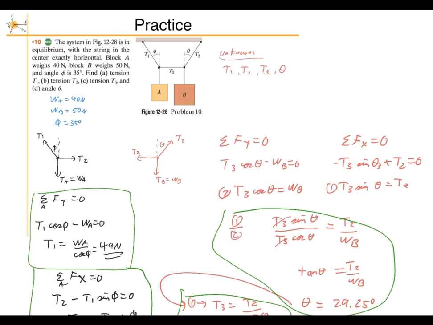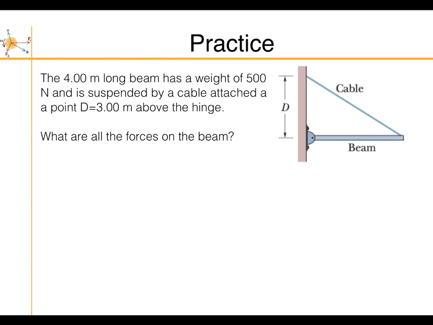Okay, so there's one and there's the other. We have calculated all the unknowns using the sum of the forces equals 0. Now, in this case, we have a long beam that's attached to a wall, and it's also suspended by a cable. Let's write down everything we know here. The length of the beam is 4 meters. The height of the point where the cable is attached is 3 meters. And the weight of the beam is given as 500 newtons. That's the force of gravity on the beam. And it's asking to find all the forces on the beam.